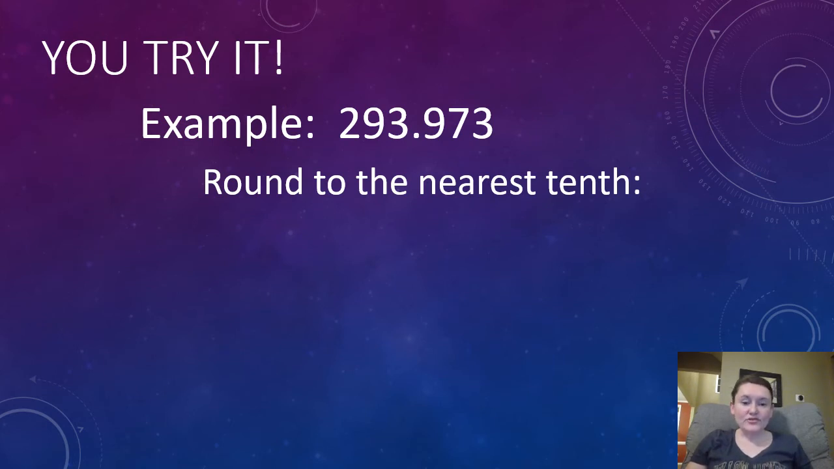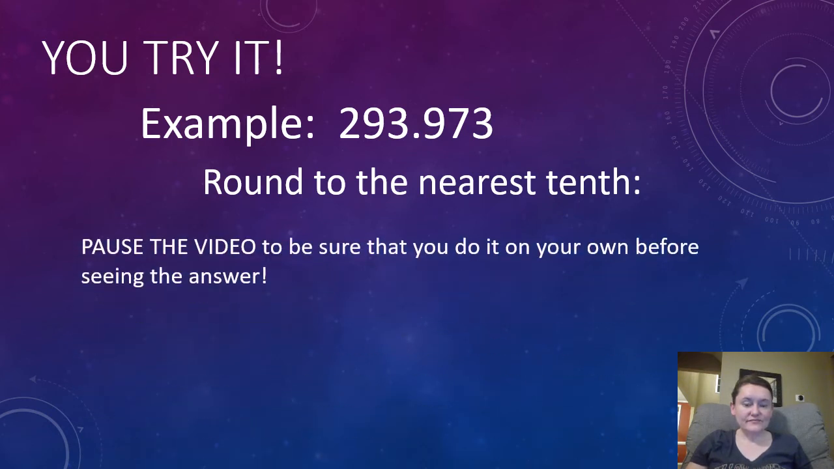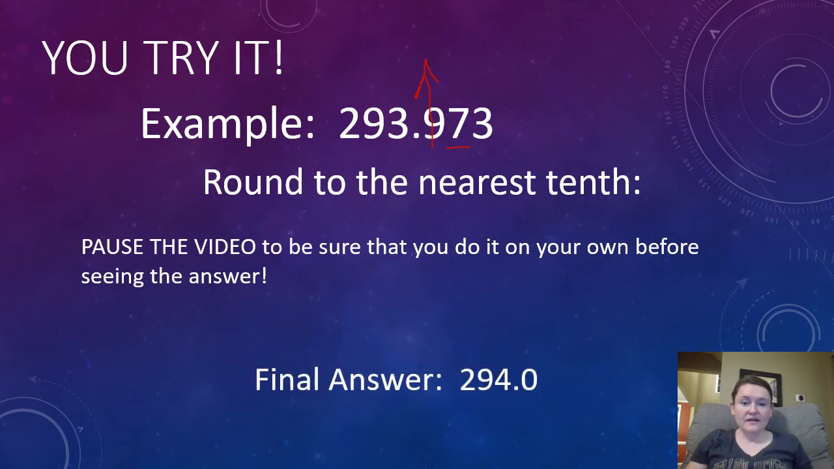Now, these are a little bit more tricky. Sometimes people aren't quite sure what to do if you have a 9 in the spot that you're rounding. So let's take a look at this. We're rounding to the nearest tenth. That means we can only have one decimal place. But this 7 in the hundredths place is going to make this 9 round up. So what happens when this 9 rounds up? It rounds the ones place up to a 4.